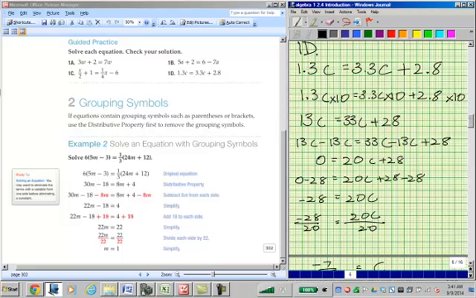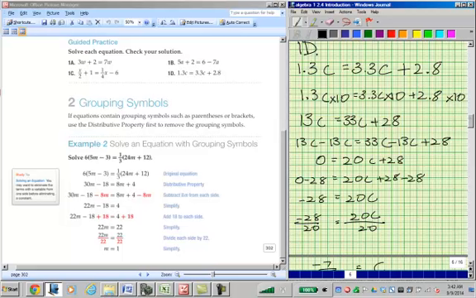But the technique I would like you to keep in mind and to use is to multiply every term by the power of 10 that eliminates the decimal place. So every term has one decimal place, right? 1, 2, 3, one decimal place. So if you multiply everything by 10, 1.3c times 10 equals 3.3c times 10 plus 2.8 times 10, you end up with 13c equals 33c plus 28. All the decimal places are gone.